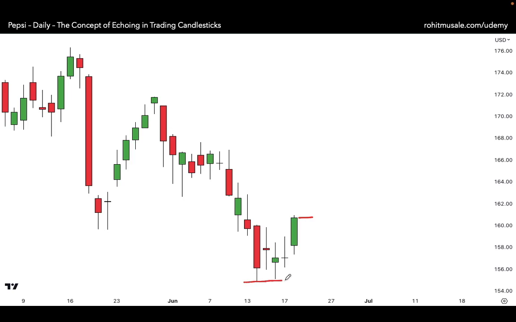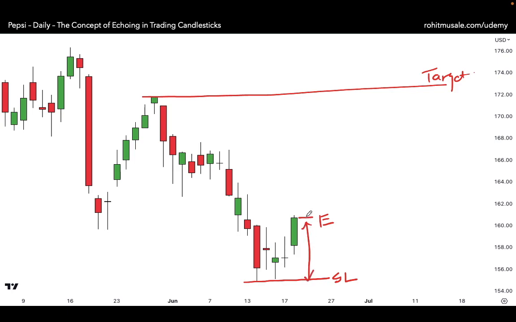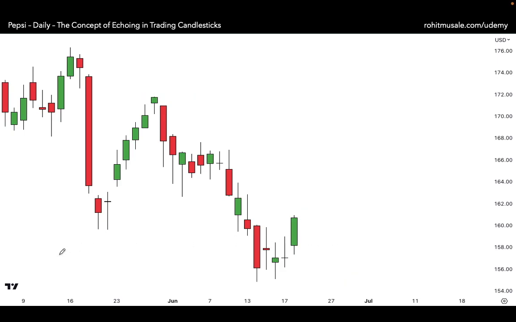You might want to keep your stop loss all the way here. So this is the entry point. You could buy shares here. This is the stop loss point. And way up here, you could keep your target. If you measure this distance and project this distance upward, I think you have a reward to risk ratio of 2:1, right? That's a decent trade. So you have a 2:1 reward to risk trade available here.